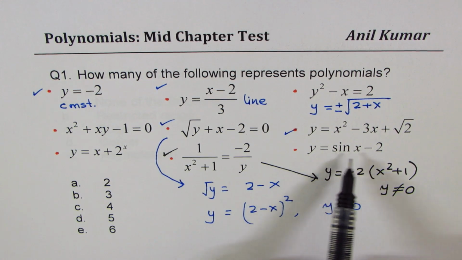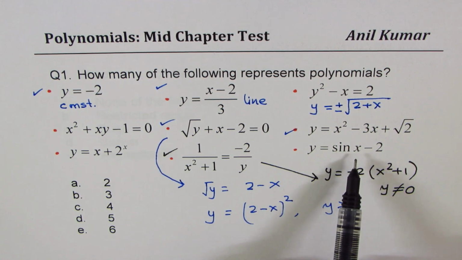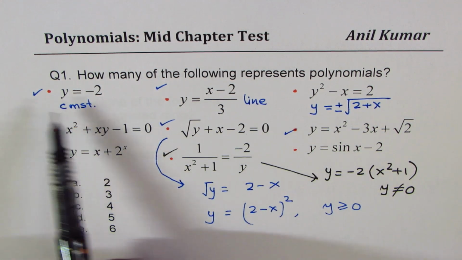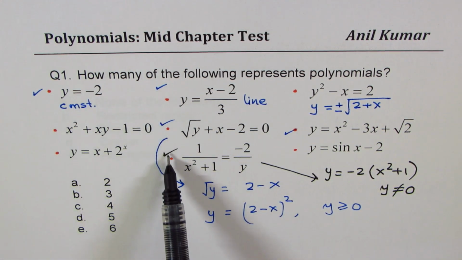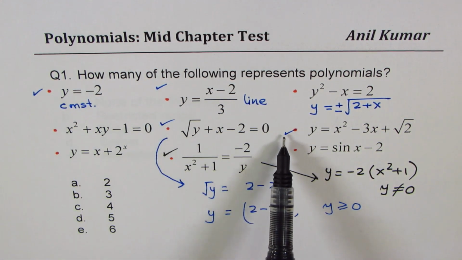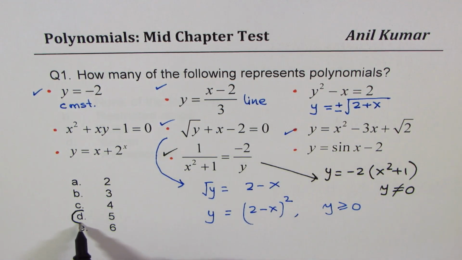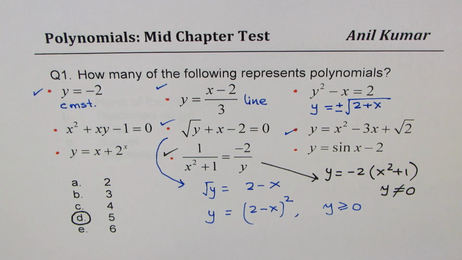Now here this is a sine, so a sine is not a polynomial function, right? So let's write down, count 1, 2, 3, 4, and 1, 5. And therefore we'll end up with D as the correct option. So this is an extremely important question.